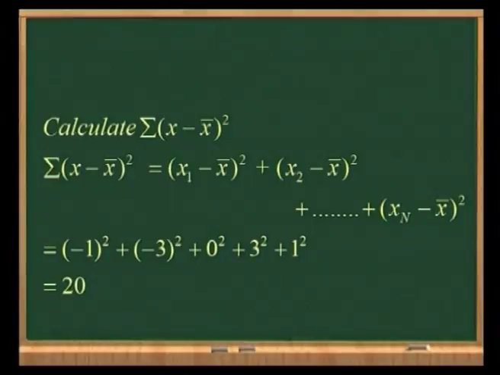Step 3. Calculate sigma (x minus x bar) the whole squared, that is equal to (x1 minus x bar) the whole squared plus (x2 minus x bar) the whole squared and so on, that is minus 1 the whole squared plus minus 3 the whole squared plus 0 the whole squared plus 3 the whole squared plus 1 the whole squared, that equals 20. So sigma (x minus x bar) the whole squared is equal to 20.